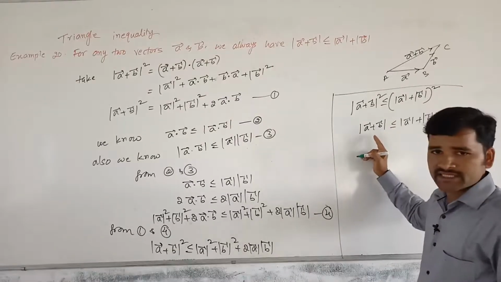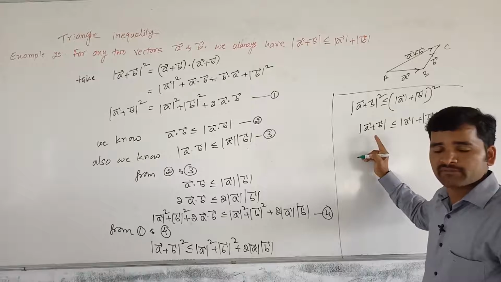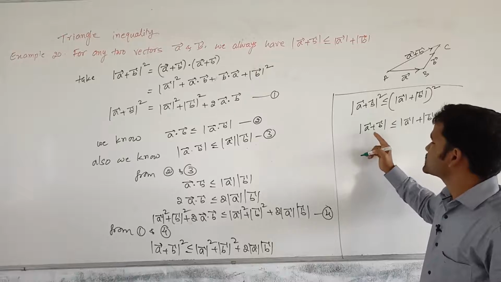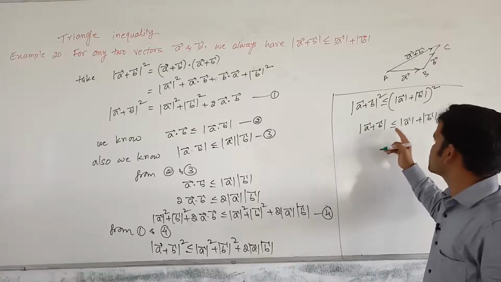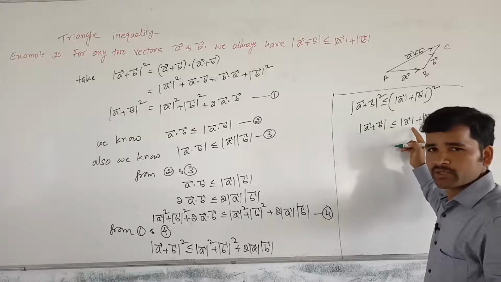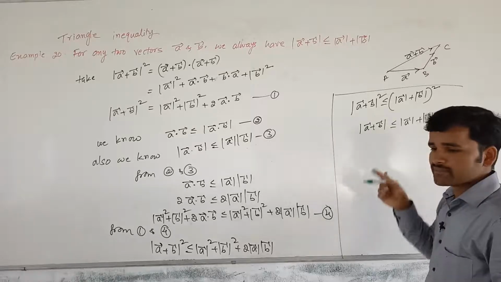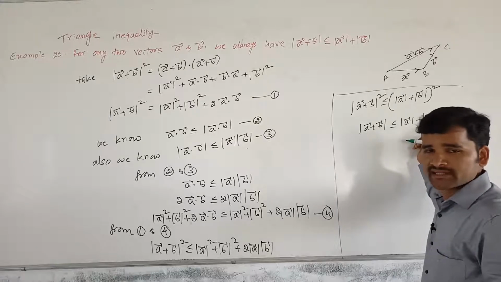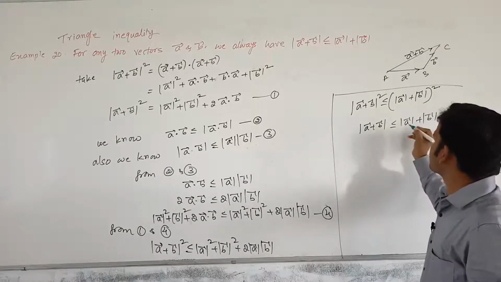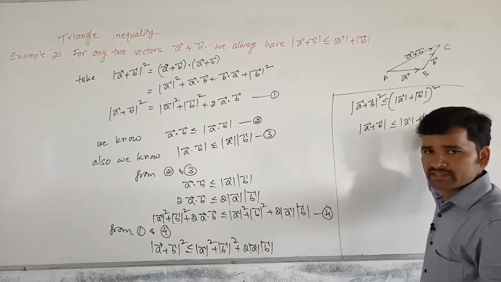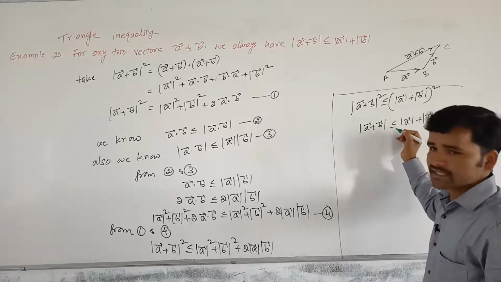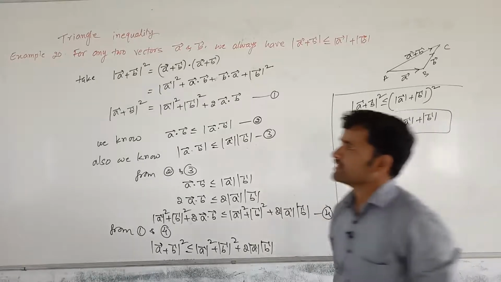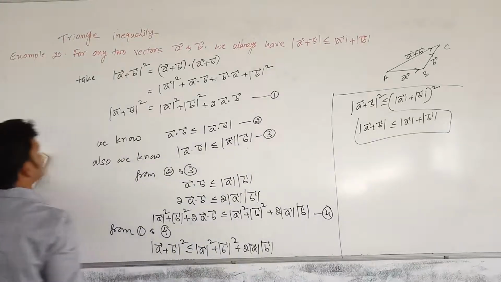What does this indicate? Magnitude of a plus b, a plus b is the third side of the triangle. Its magnitude means length. Length is less than or equal to, what is magnitude of vector a? Magnitude of vector a represents the first side of the triangle plus the length of the second side of the triangle. The sum of lengths of two sides of a triangle is always greater than or equal to the length of the third side. This triangle inequality we have proved in example 20.